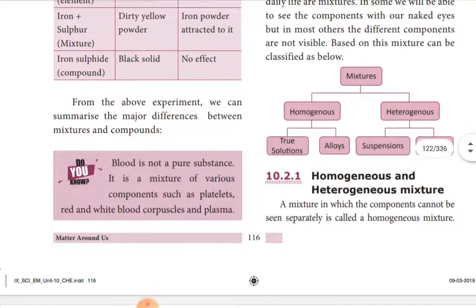Now see, in the Do You Know part it is given that blood is a mixture. Blood is not a pure substance. A pure substance means it should constitute only one kind of element. Blood does not constitute only one kind of element. Blood is a constituent of components like platelets, red blood cells, white blood cells, and plasma. So blood is not a pure one. It is a mixture of these components.